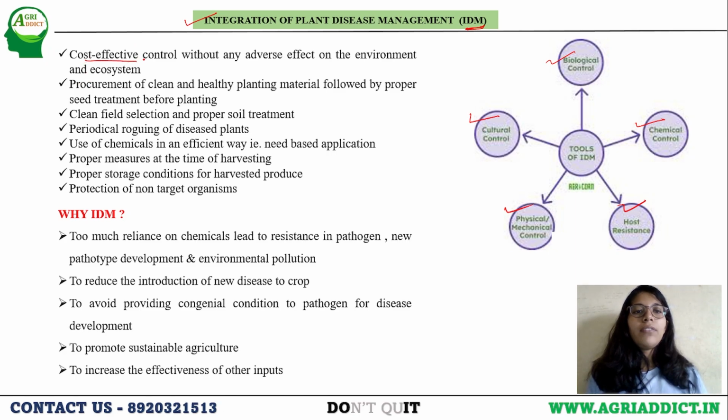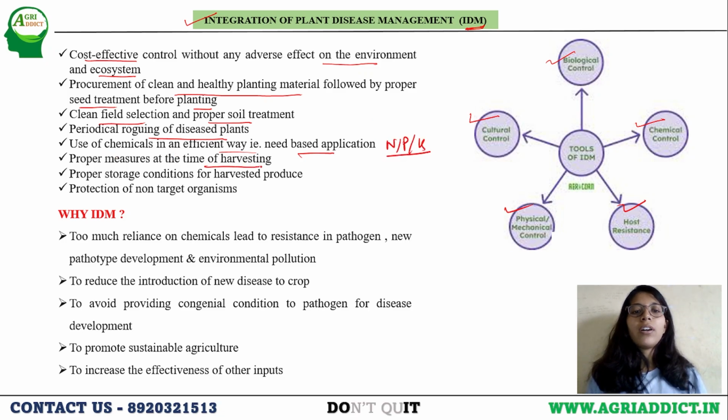It should be cost effective without any adverse effect on the environment and ecosystem. That is, it should be safe for the environment. Environment friendly methods. Procurement of clean and healthy planting material followed by proper seed treatment before planting. Clean field selection and proper soil treatment. Periodic rouging of the diseased plants. Use of chemicals in an efficient way, that is need based application. That is the controlled application of NPK.